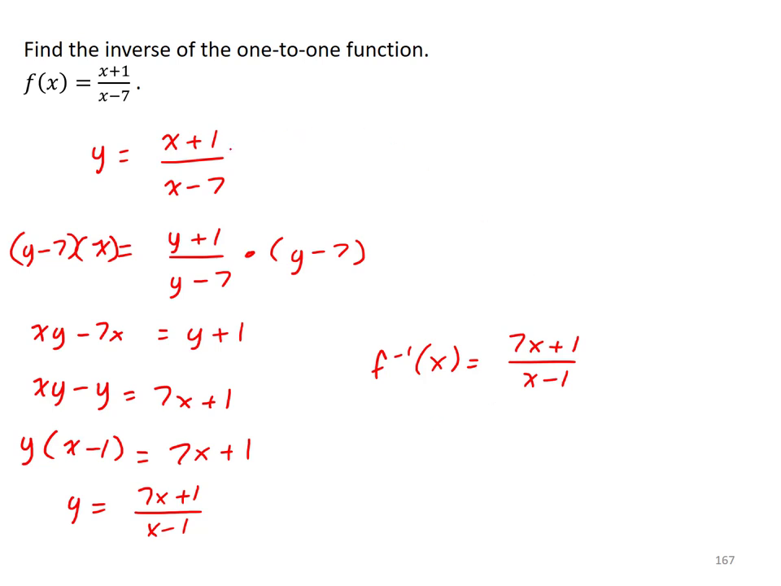I'd also like to note that the original function's domain was x not equal to 7, since it had x minus 7 in the denominator, where our inverse has a domain of x not equal to positive 1 because the denominator is x minus 1.